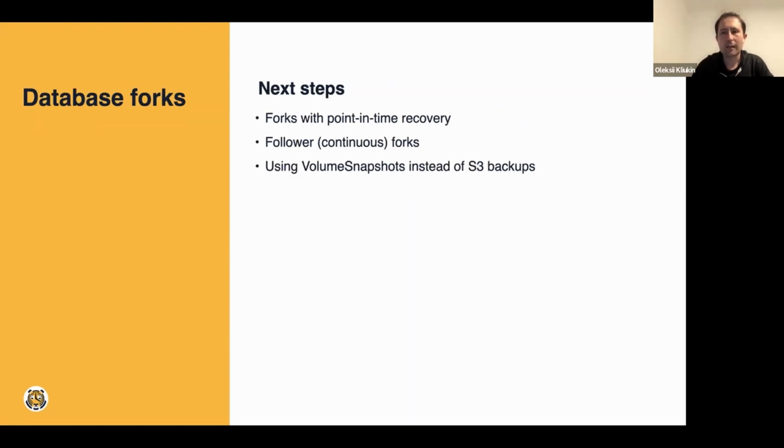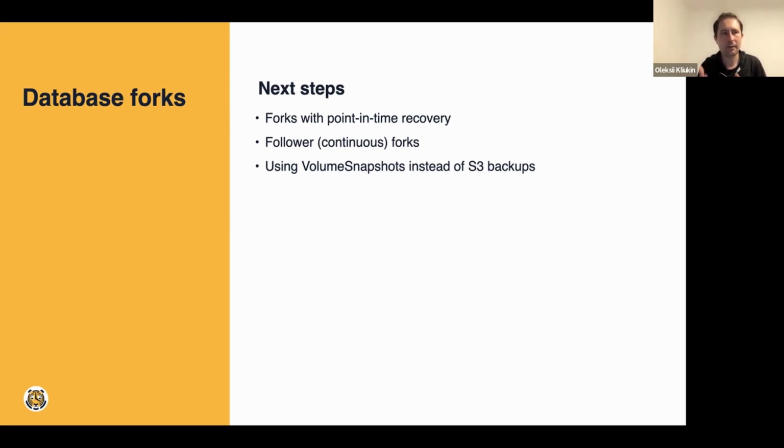So what are the next steps? We have forks already. Those are basically point-in-time ones. But we can improve it, and we can come up with some other ideas based on forking. One is to provide point-in-time recovery in the past using forks. So right now we clone to the present state, but we can easily clone to a previous state as long as we have backups and WALs.